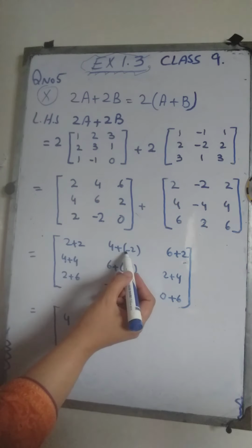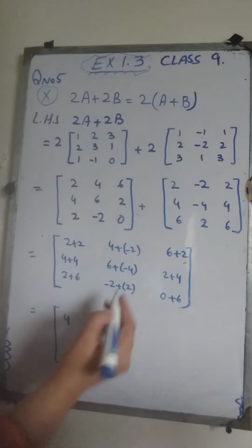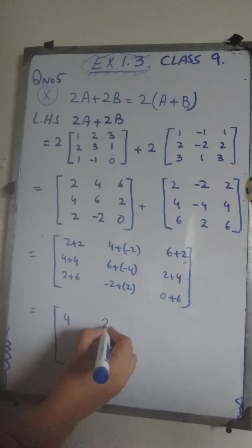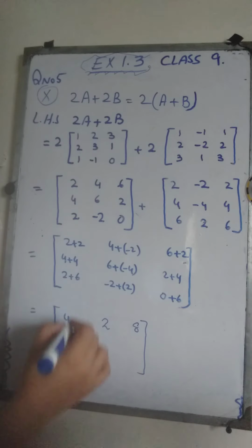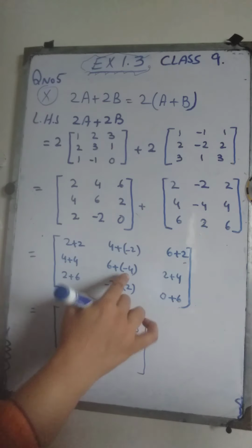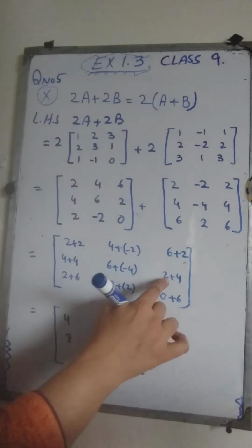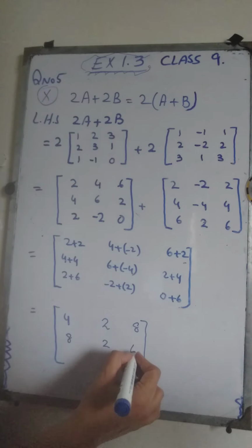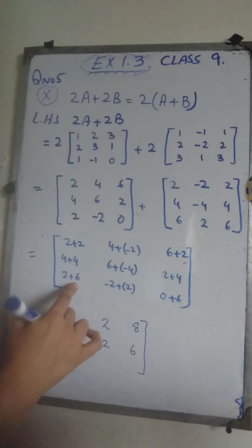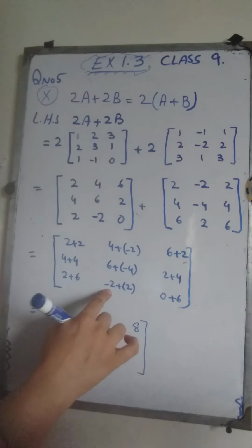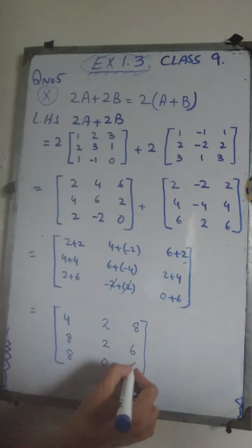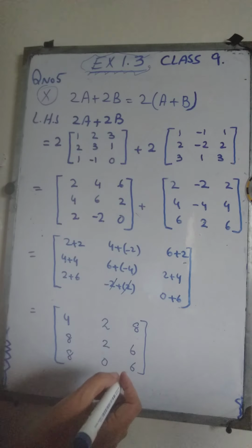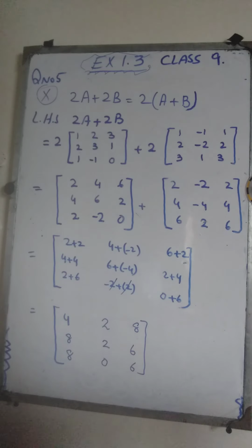4 plus negative 2 will be 4 minus 2, which is 2. 6 plus 2 is 8. 4 plus 4, 8. 6 minus 4, 2. 2 plus 4, 6. 2 plus 6, 8. Negative 2 and plus 2 will be 0. 0 plus 6 will be 6. So this is the answer of the left hand side.